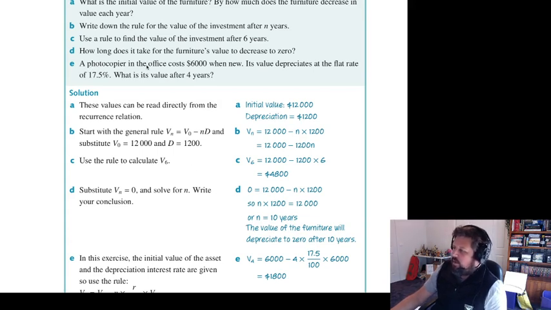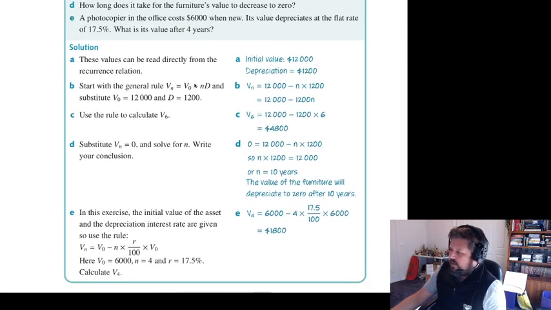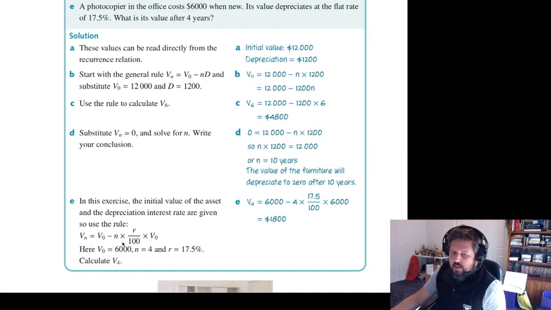It says here a photocopier in the office costs $6,000 when new. Its value depreciates at a flat rate of 17.5%. So what is the value after 4 years? Okay, in this case, again, we're going to be writing out the big rule.